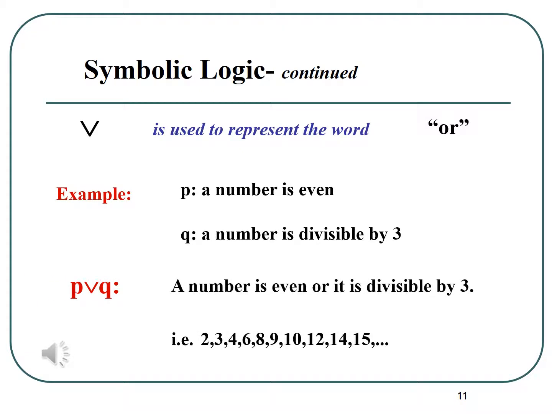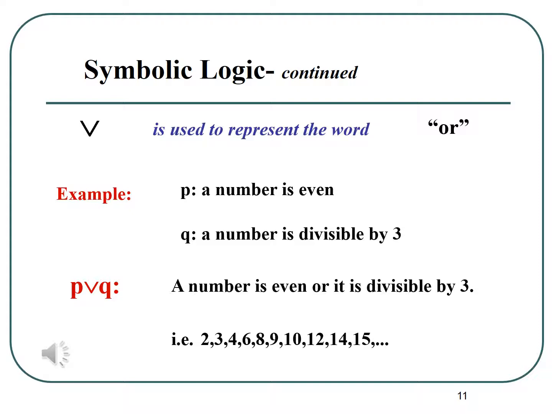Just as the upper caret represents the word and, the flipped version of that represents or. And you may recall seeing this with U's and N's when you're working with set notation in the past too. So let's look at a statement that uses or. Suppose that P is defined as a number is even and Q a number is divisible by 3. So P or Q would translate to a number's even or it is divisible by 3.